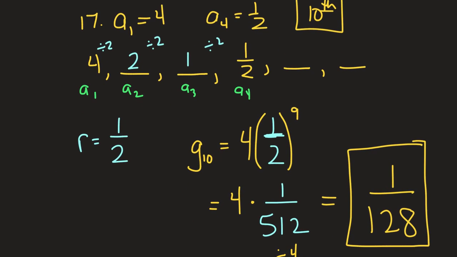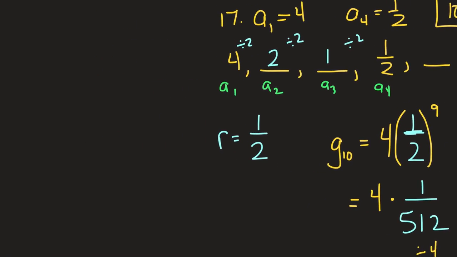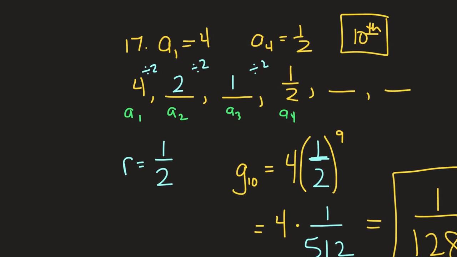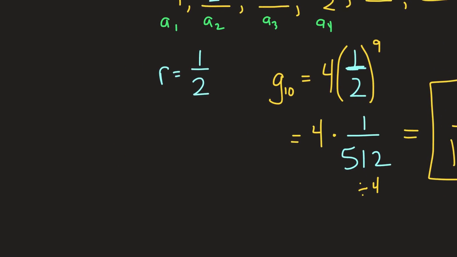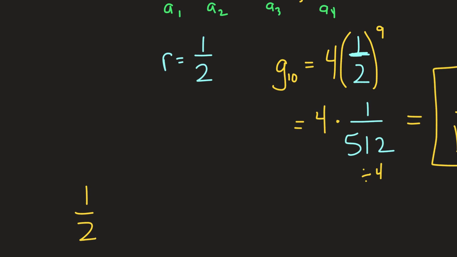Now, I said that there's another way, and that's by using our formula. We know that the 4th term is 1/2, so we're going to put the 1/2 on the left side of our formula. This is our 4th term. We know the first term is 4. We don't know the ratio, but because we have this as a 4, we know that it's raised to the 4 minus 1 power. So this is using our formula.